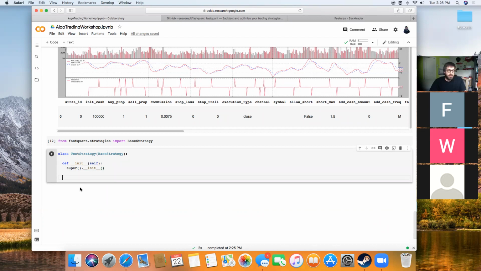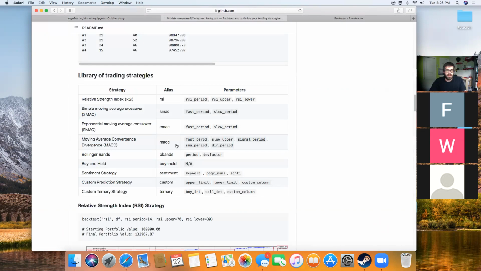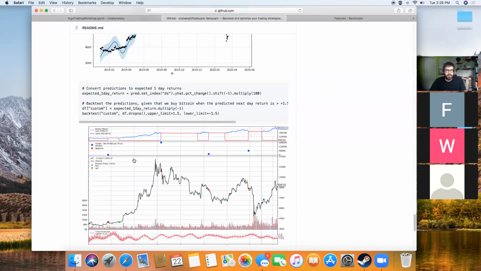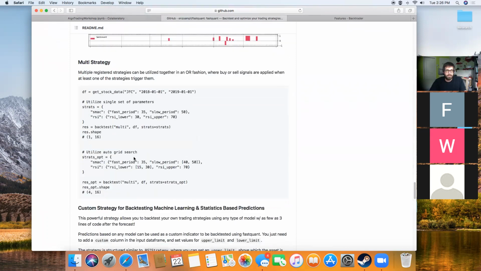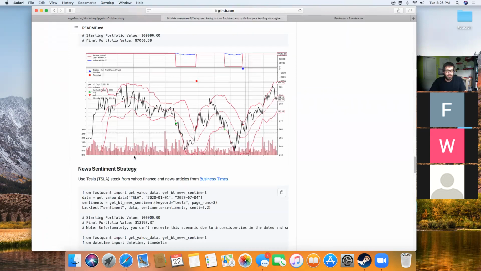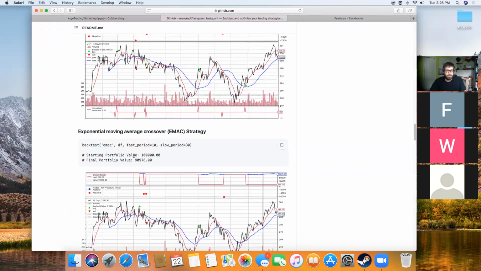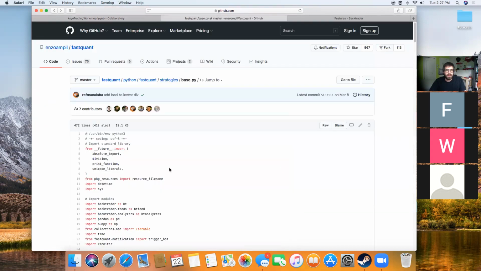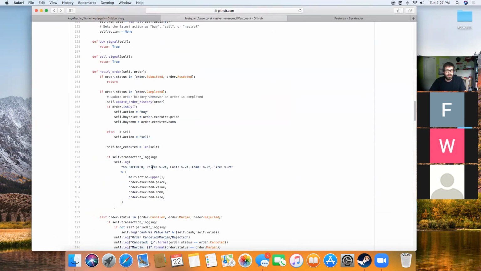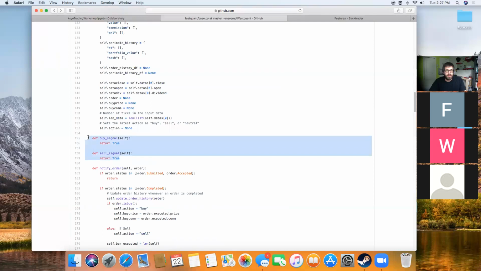And what we need is to define the two functions of buy and sell. Is there an example here of the custom one? Yeah, I don't see an example here, so let's go to the code. What was it? Okay, the buy signal and the sell signal.